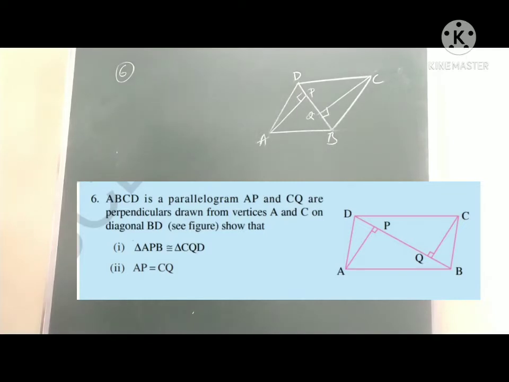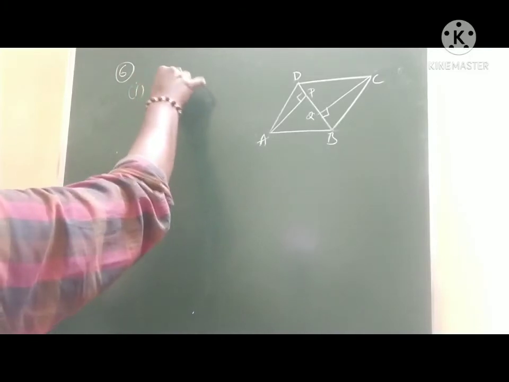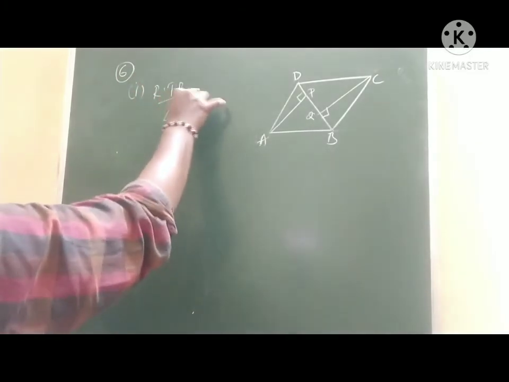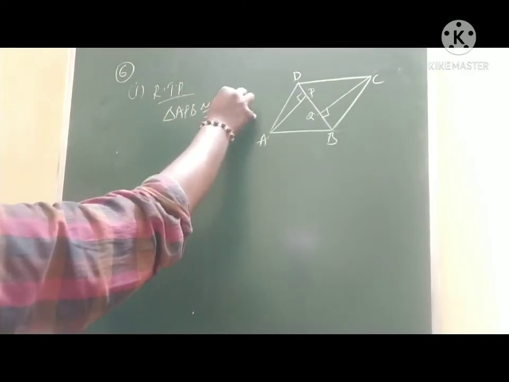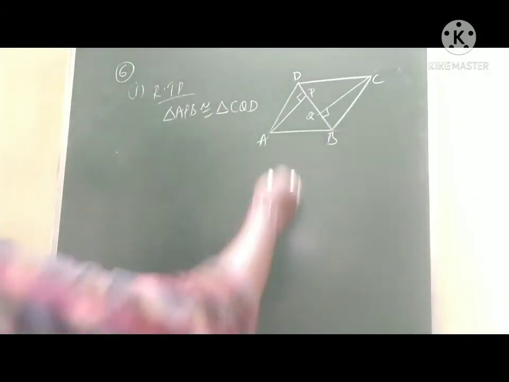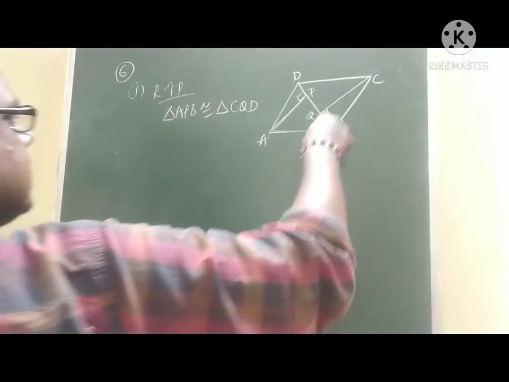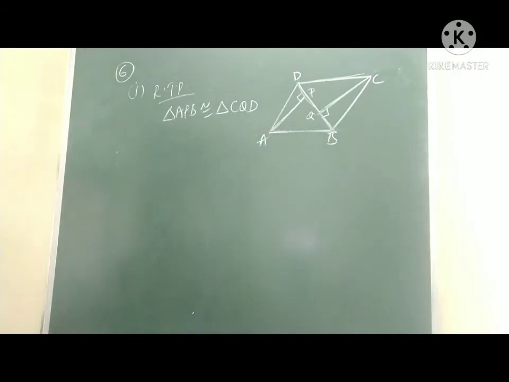Okay, so we need to show the first one. What is the RTP, required to prove? In the first one, triangle APB is congruent to triangle CQD. That means these two triangles are congruent. That is what we have to show here.